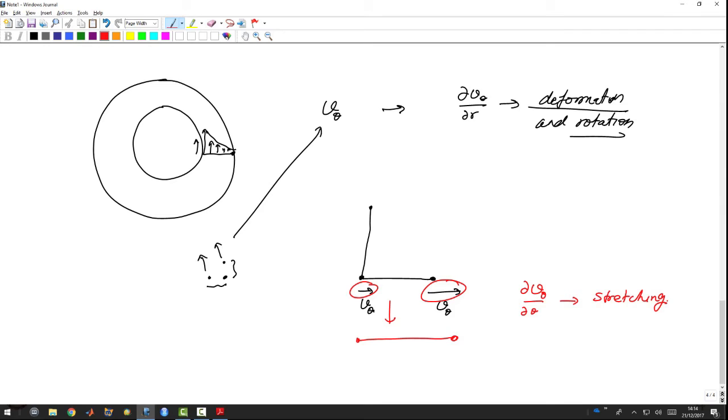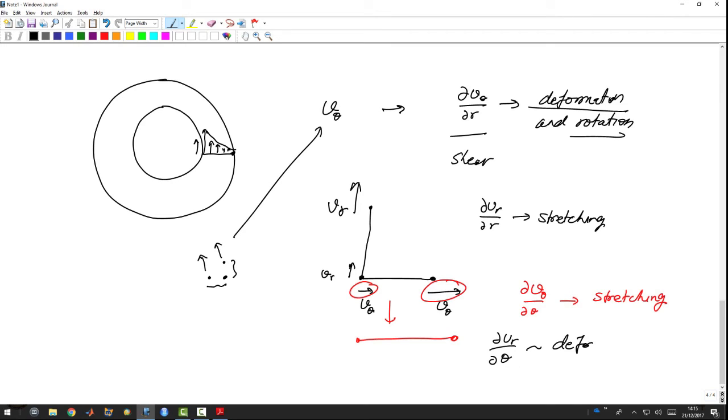We've already seen that del v theta by del r will tell us about shear, and the rotational component will also be informed by del v theta by del r. If in the same case we have Vr as the velocity, which is slightly higher, then again del Vr by del r will tell us about stretching, and similarly del Vr by del theta will tell us about deformation.